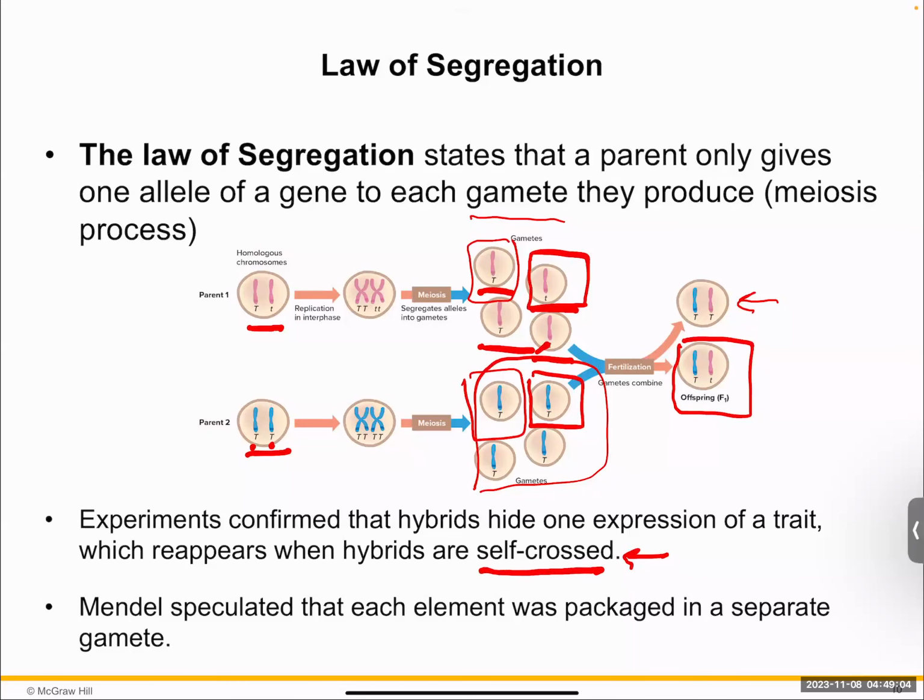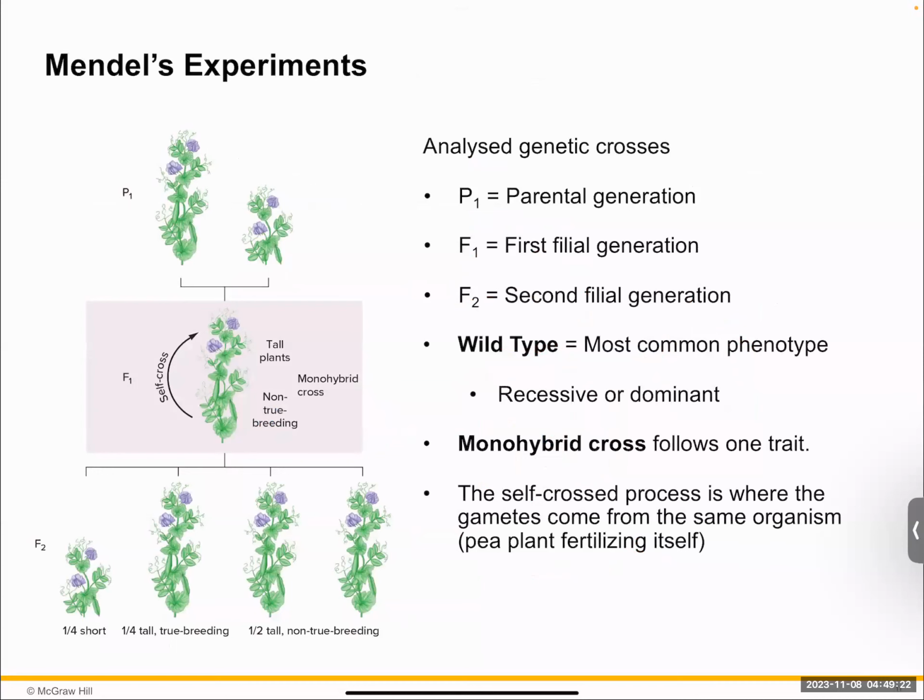Now, self-crossing is a new word if you're not familiar with it. Literally, it means that you are using the male genetic information of the plant to refertilize it. So basically, the genetic information from both parents comes from one plant. It doesn't come from two separate plants. So let's take a look at an example of these Mendel's experiments and get familiar with some of these concepts related to the law of segregation.